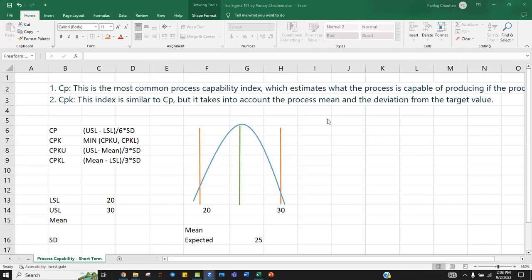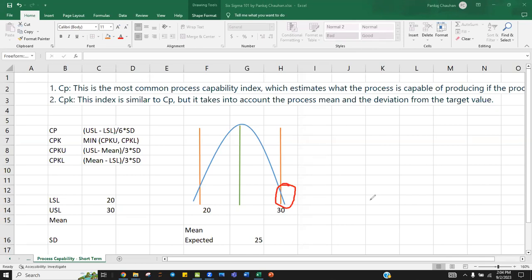In case you have a one-sided specification, suppose it's higher is better. If higher is better, then I will look for the probability of defects on the lower side of the specification, like productivity, quality, delivery, sales, customer satisfaction. All these values are higher is better, so I look for the defect on the lower side of the specification. In case lower is better, which means any value on the lower side is better, like defects, returns, complaints, then I will look for the probability on the upper side of the specification.